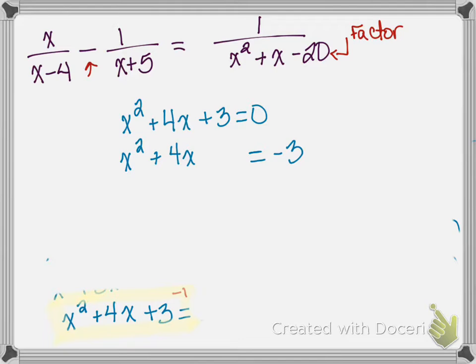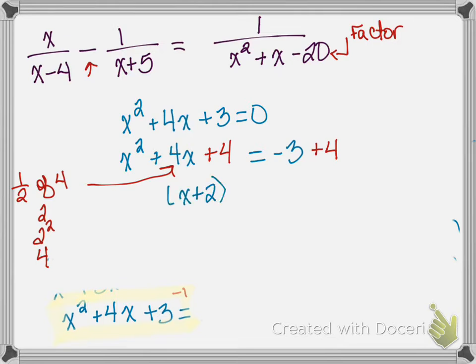Okay? Now, I'm going to take half of 4. What's half of 4? 2, and then I'm going to square it. What's 2 squared? 4. So I am adding 4 to both sides. So I get x plus 2 squared. That's what x squared plus 4x plus 4 is factored. Equals positive 1. I take the square root of both sides. Don't forget your plus or minus. So I get x plus 2 equals plus or minus the square root of 1.